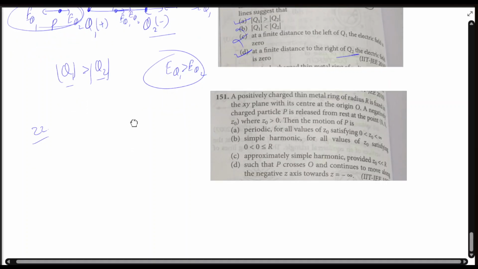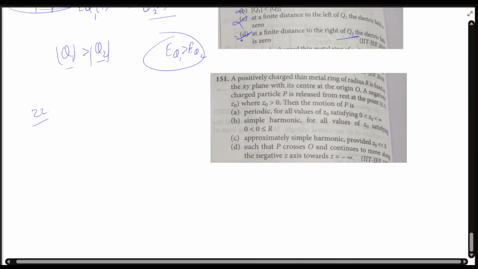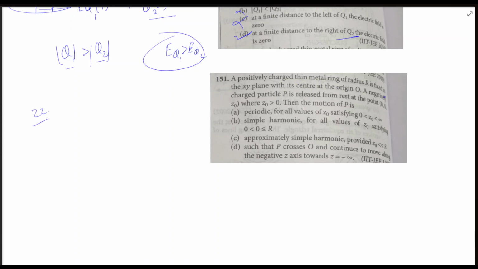So we have a positively charged thin metallic ring of radius r fixed in the xy plane. So let's make an x and y plane. Let's consider this as x, this as y. So z will be this, right? From the right hand thumb rule.